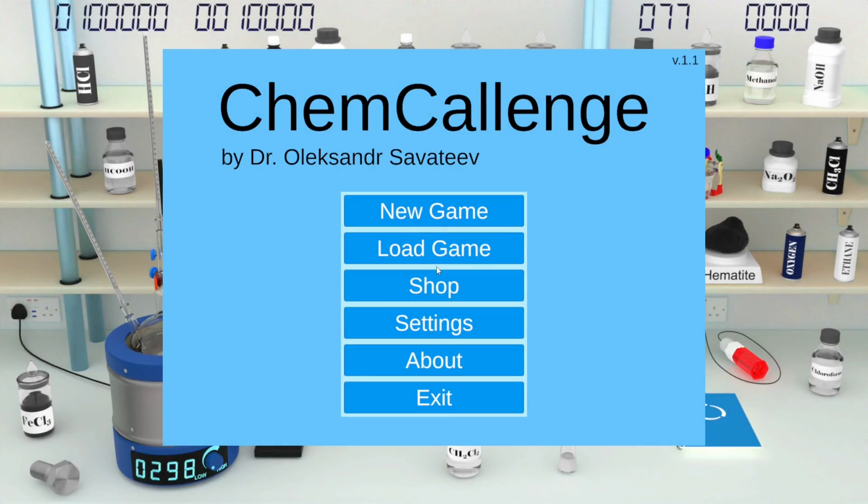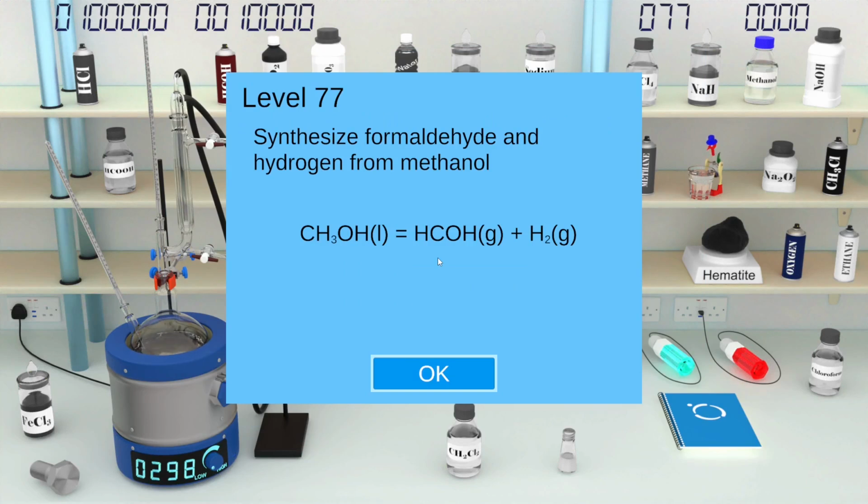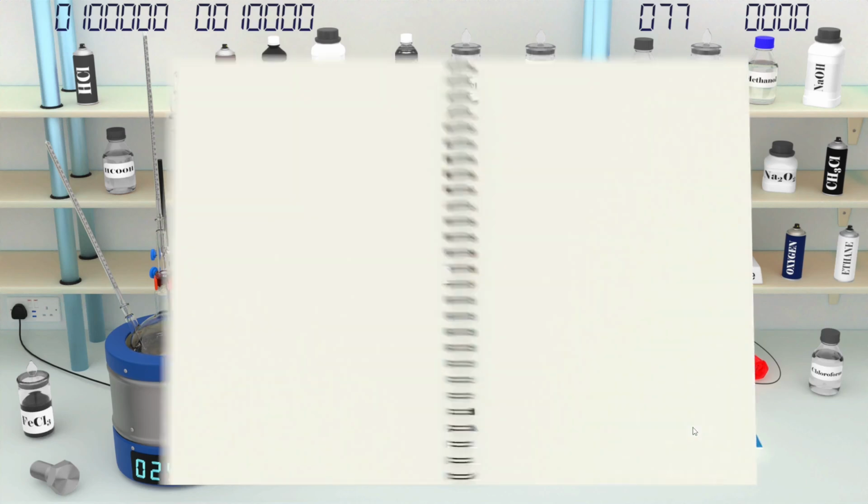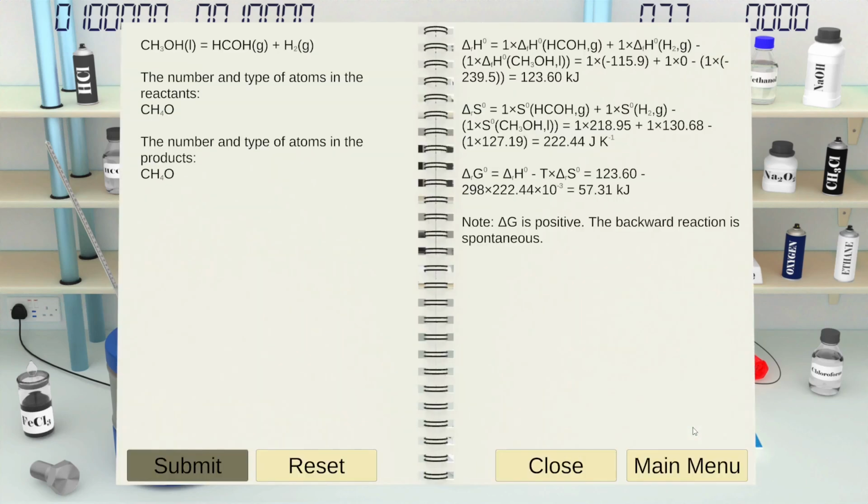In level 77 of ChemChallenge, the task is to synthesize formaldehyde and hydrogen from methanol. The reaction equation is complete and balanced. At 298 Kelvin, this is an endothermic reaction. The enthalpy change, delta H, is plus 124 kilojoules.